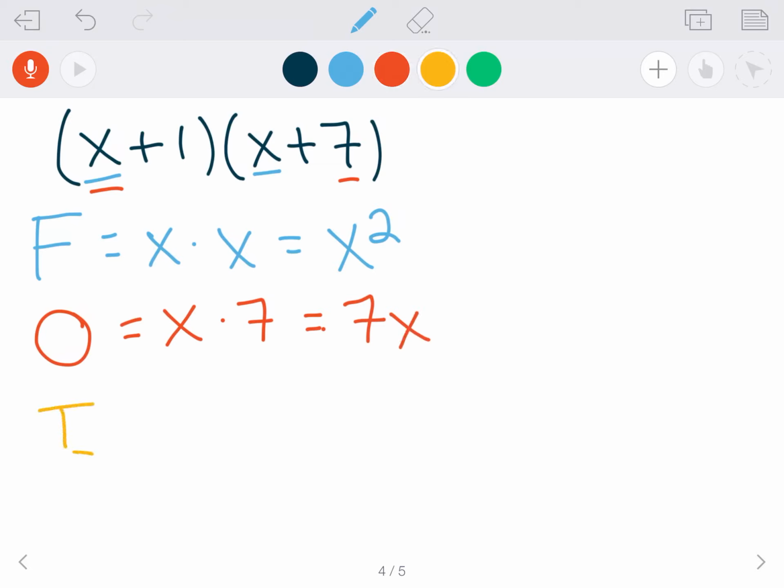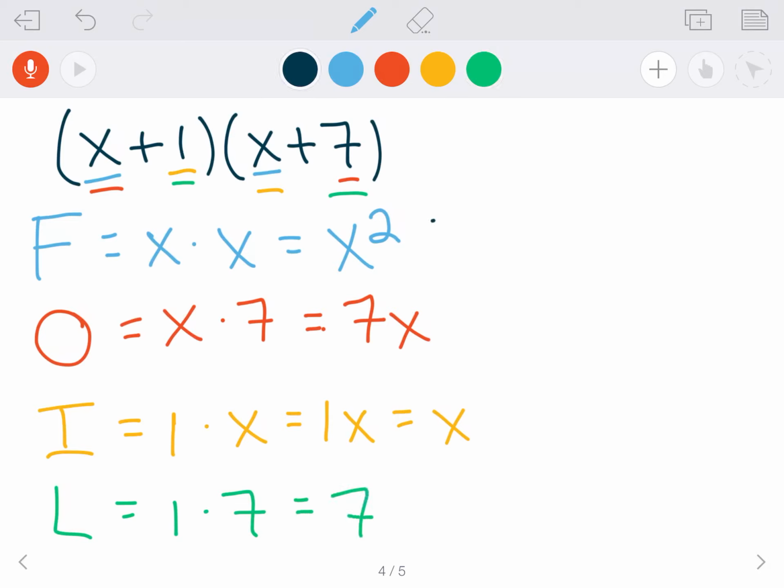Next comes I for inner. We have 1 times x. What is 1 times x? Good, 1x or just x. And finally we have L for last, so that's 1 times 7. And what is that? 7.